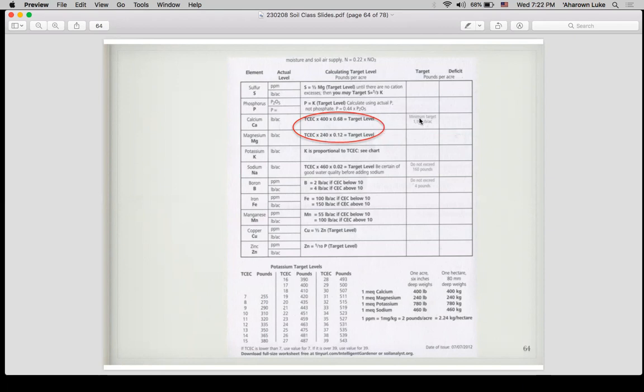So when you get your target value, that'll be the actual amount that you want to put into the soil at a target level. And then the deficit is going to take that target and subtract what you already have. So then you know what you need to put in for that year.